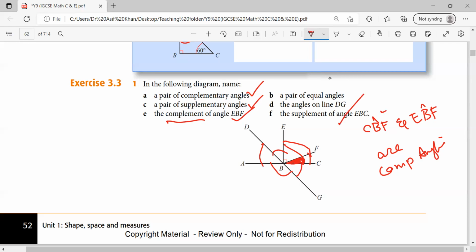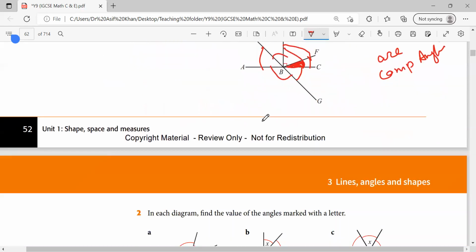Similarly, the supplement angle of EBC. EBC, what is the supplement angle? It means what is the other angle we add to it that will make it 180 degrees. So it will be EBA, like this one. So you have to complete this task right now.